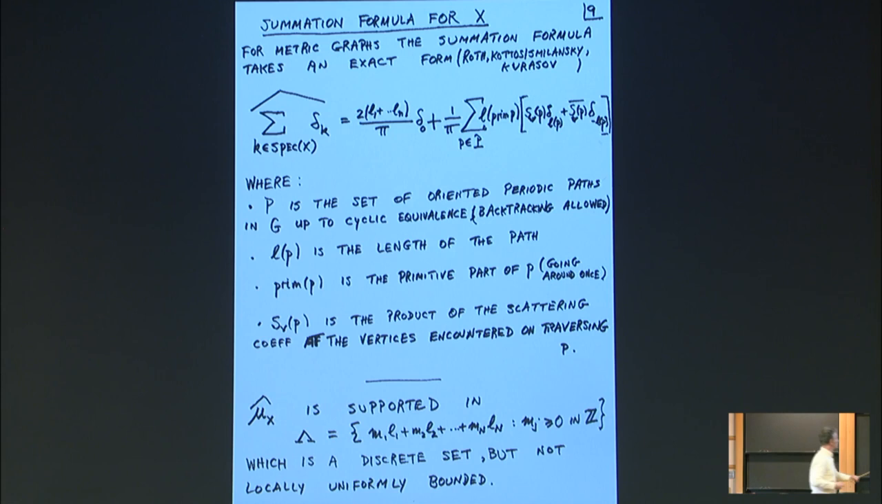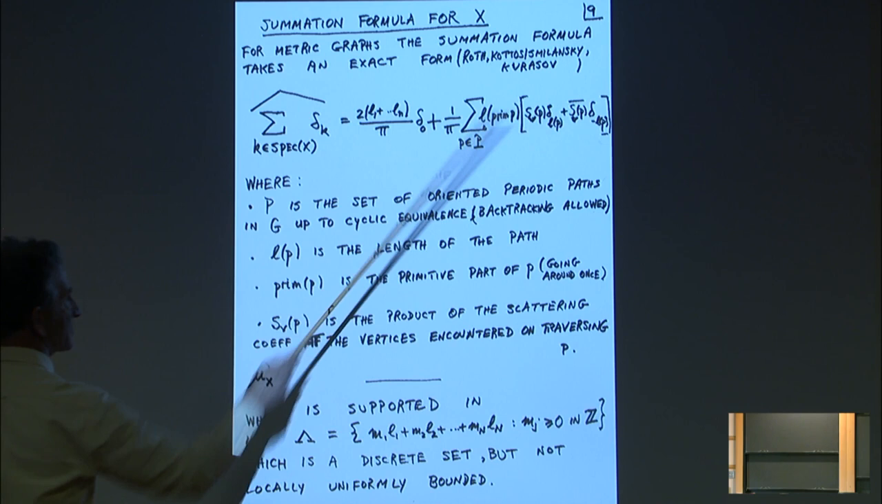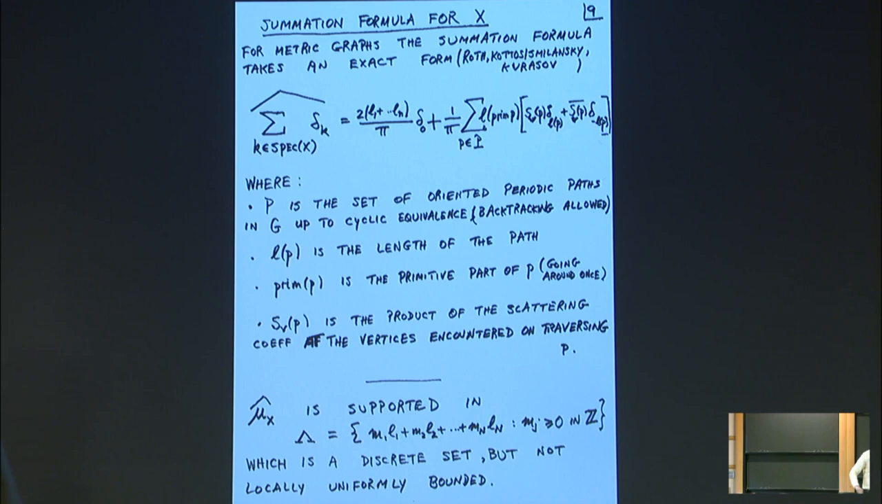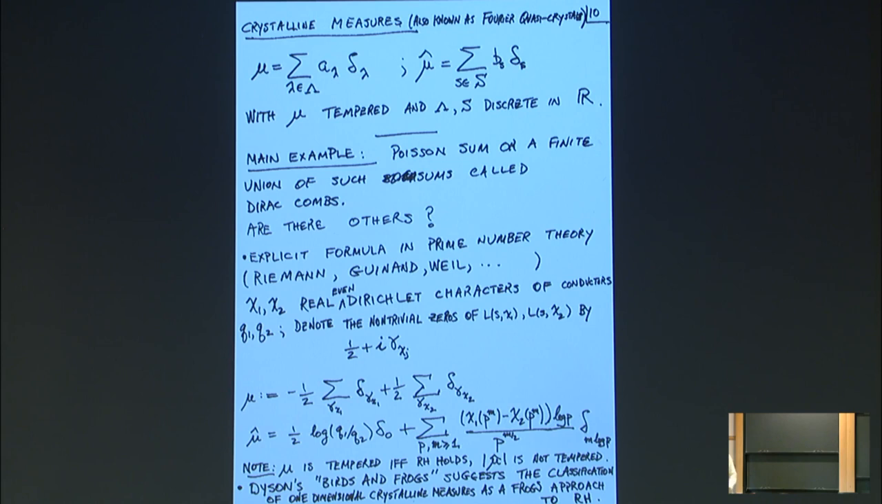This is tempered, because the number of eigenvalues up to some number is fixed, growing polynomially. This is writing down the Fourier transform. It's a bunch of delta masses at the lengths, and this is where it's supported inside there. So this is a crystalline measure, and it's a brand new crystalline measure. So let me remind you what a crystalline measure is.